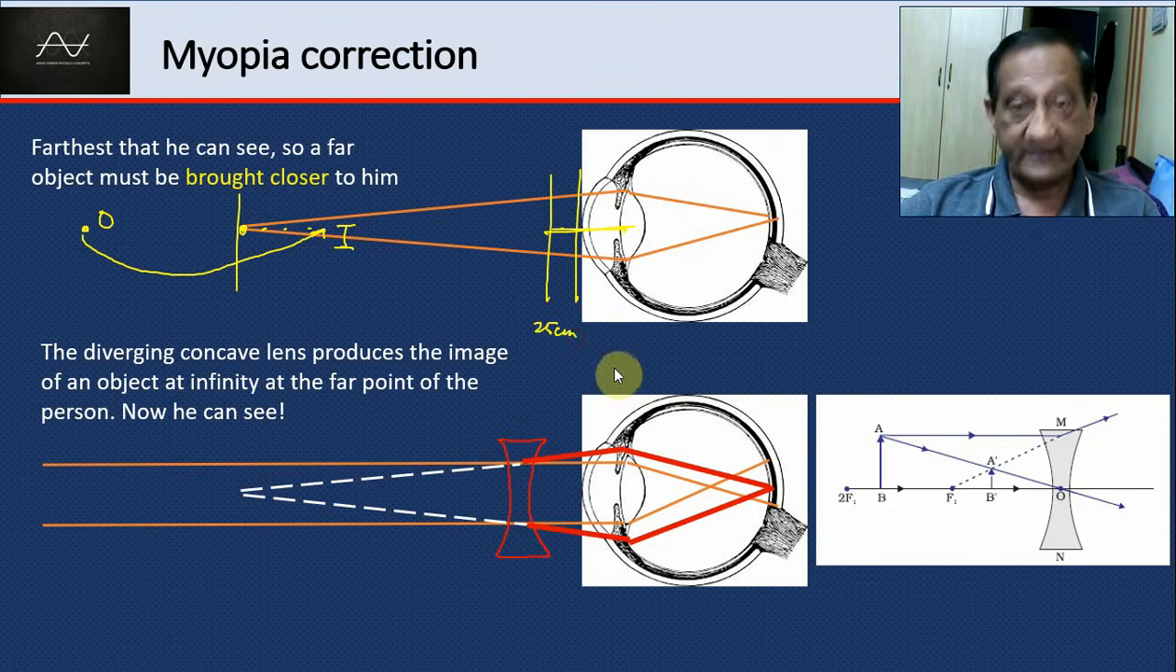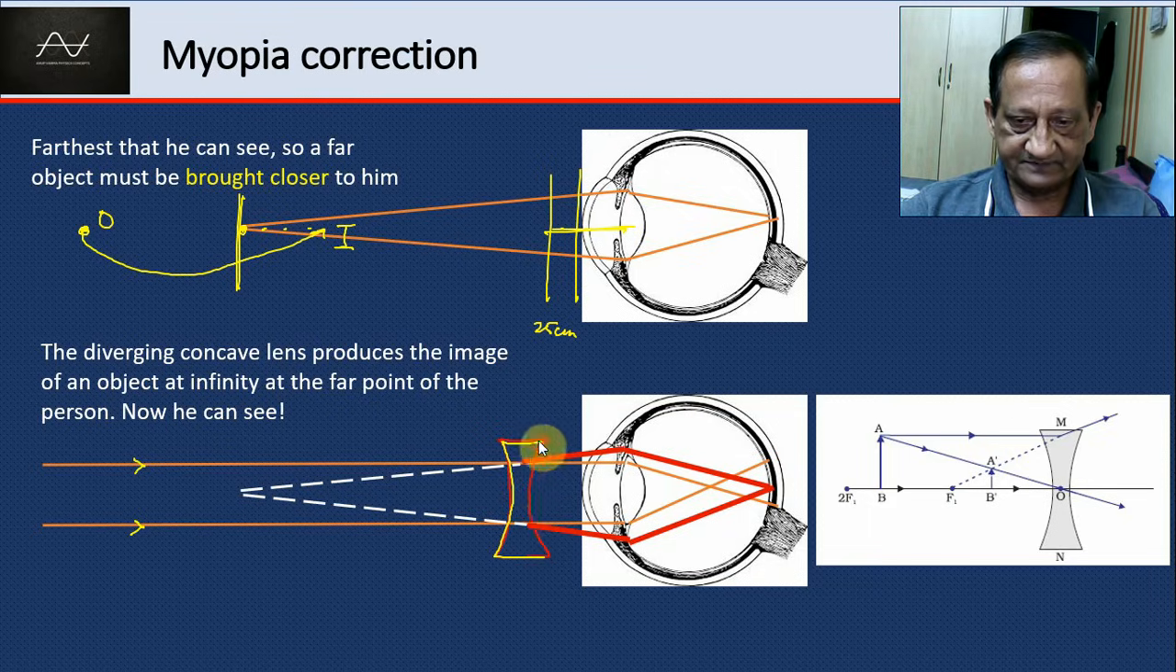We have to create an image of a faraway object at a distance less than the far point. So what do we do? Talking of an object at infinity, the rays are coming parallel. We put a concave lens in its path. So instead of going in the original direction, this is a diverging lens, so it diverges a little bit, and therefore the image is now created properly on the retina.